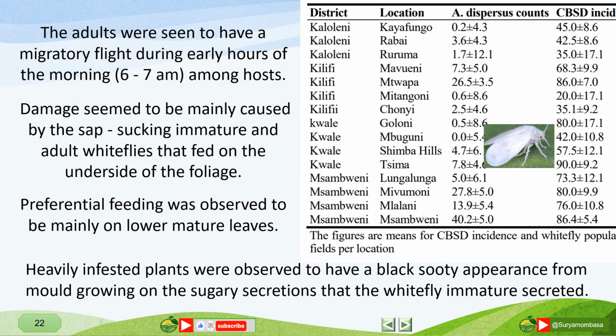The adults were seen to have a migratory flight during early hours of the morning, 6 to 7 a.m., among hosts. Damage seemed to be mainly caused by the sap-sucking immature and adult whiteflies that fed on the underside of the foliage. Preferential feeding was observed to be mainly on lower mature leaves. Heavily infested plants were observed to have a black sooty appearance from mold growing on the sugary secretions that the immature whiteflies secreted.